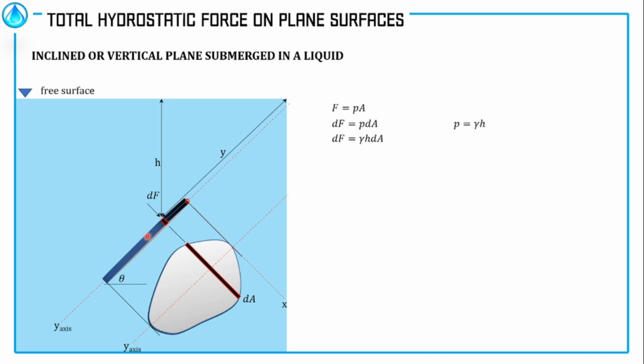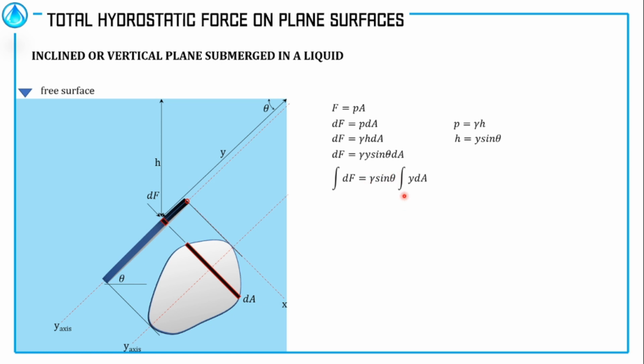And as we can see in this diagram, this theta is equal to this theta because they are alternate angles. We can now relate h to y by trigonometric identities, giving us h equals y sine theta. Substituting this into this equation, we have this one. Integrating both sides, we have this one because gamma sine theta is constant.